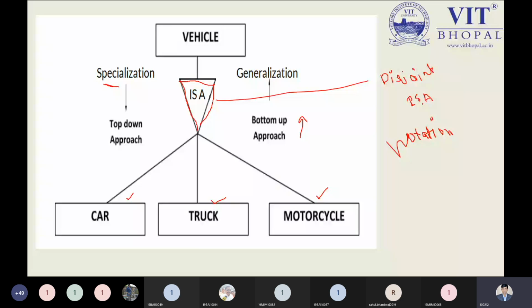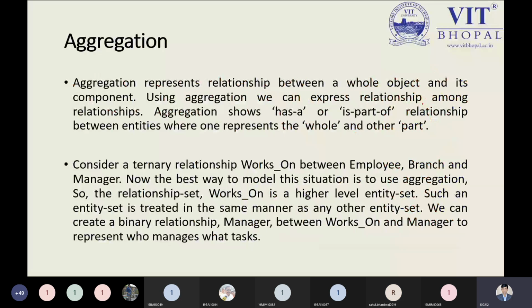Now, is this concept of specialization and generalization clear to all? If you have any doubt, you can ask me, please. Just let me know. Yes? No doubt, sir. Okay. Now, what do you mean by aggregation?